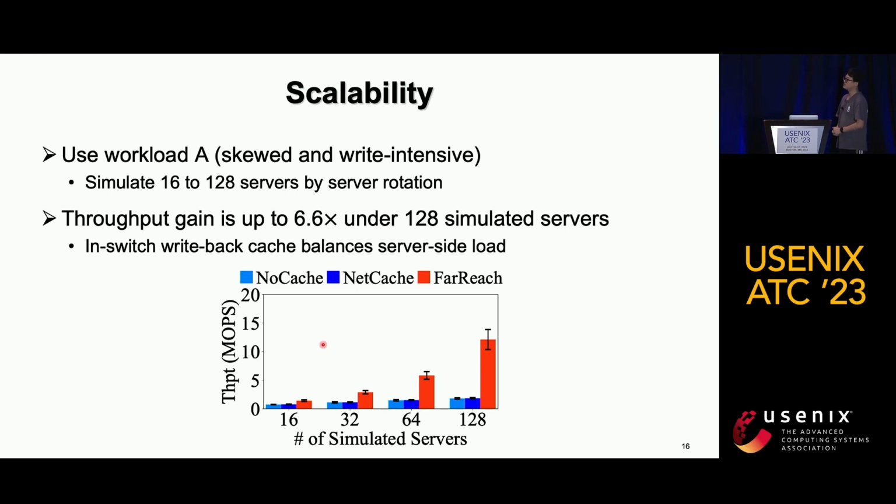Here's the second experiment, about scalability. Here we use workload A, which is skewed and write intensive. We use server rotation to simulate different numbers of servers, ranging from 16 to 128. Results show that FarReach can achieve a throughput gain of up to 6.6 times over the baselines under 128 simulated servers. The reason is that under a large number of simulated servers, baselines will suffer from serious imbalanced load. But for FarReach, as the in-switch write-back cache can absorb the frequent writes, it can balance the server-side load.